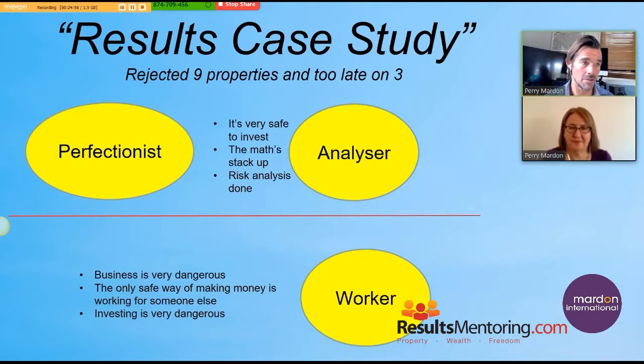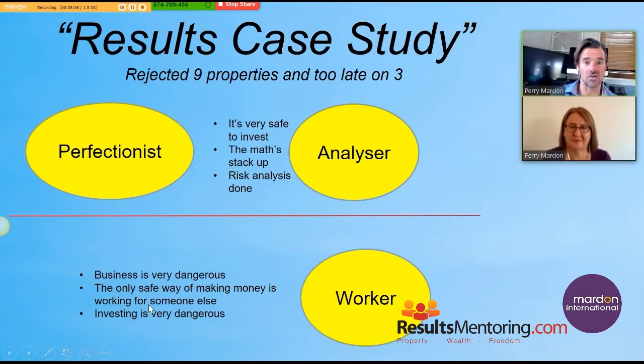This will highlight some of the things that we've been teaching. On the unconscious level, he had a worker subpersonality. Now, the worker is the part of him that grew up in a family where everyone went off to work in the morning and they believed that was the only safe way to make money. He didn't even know he had this part. Didn't even know it because he was unconscious to it. And the worker said, business is very dangerous. The only safe way of making money is working for someone else. Investing is very dangerous. These are the belief systems of his worker that sat on the unconscious level.